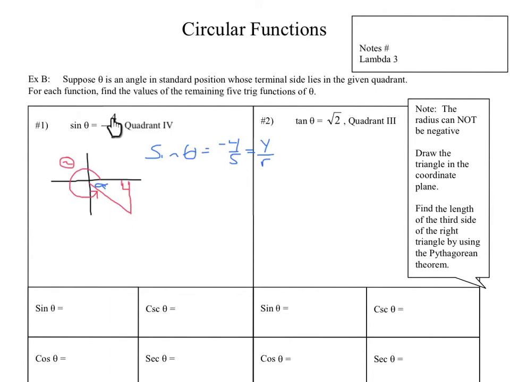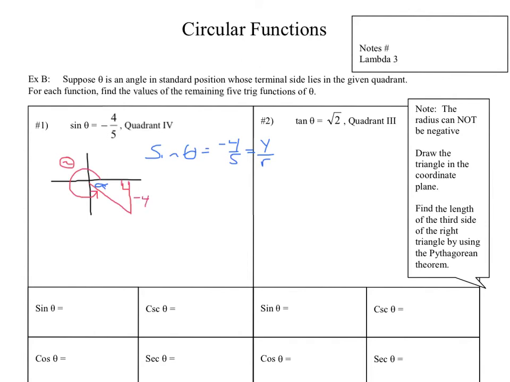Now that negative could have gone with the top, or it could have gone with the bottom. The reason that we know it can't go with the bottom, it can't be 4 over negative 5, is because that would mean that r is negative. R is always positive. It's the radius. The radius is always a positive number. In quadrant 4, the y value is negative. So it makes sense here that our y value is going to be negative 4. So we get negative 4 for y.